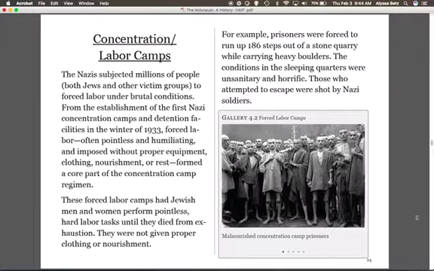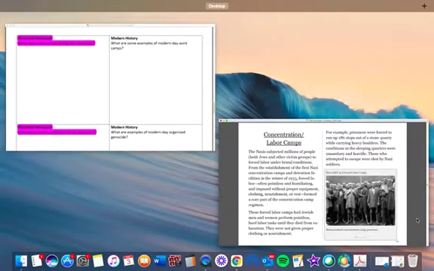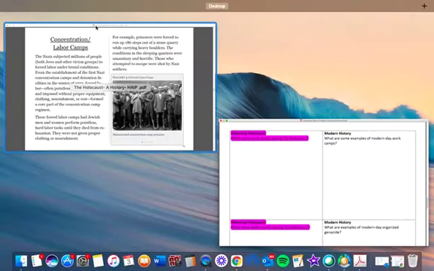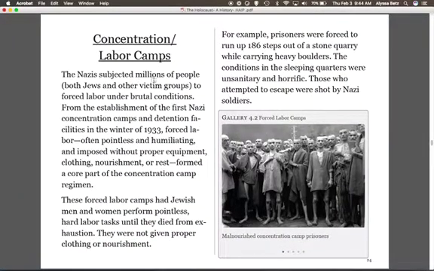Again, here we have Gallery 4.2 for forced labor camps. Feel free, if you're using the iBook version, to click on the first photo and you'll be able to peruse through additional photos. Taking a look at content that we're going to put over in our box 1 on page 4. Here we're going to do a definition.